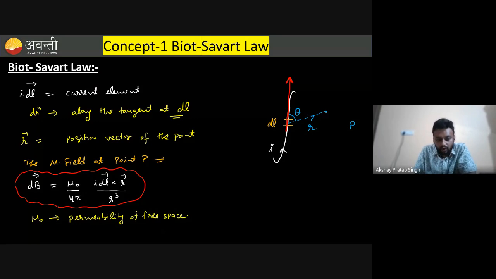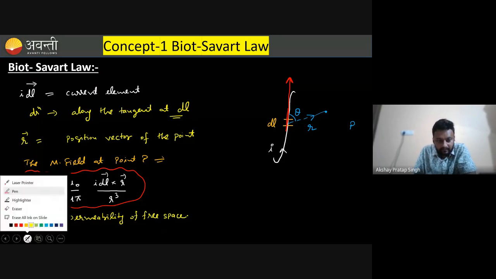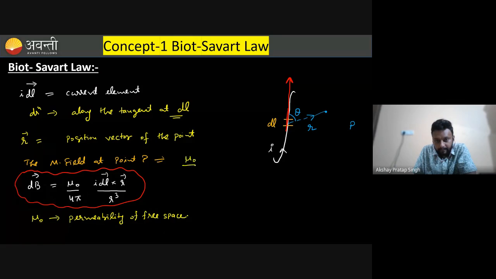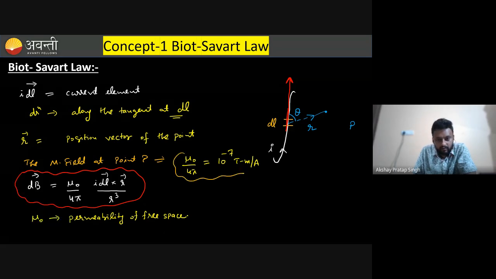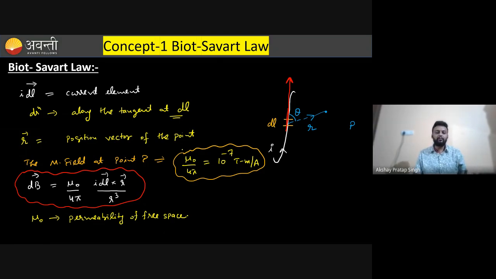And the value of this complete term, that is mu naught over 4 pi, is 10 to the power minus 7 Tesla meter per ampere. So try to write it down. This is the value of mu naught over 4 pi. I think till now every point is clear.